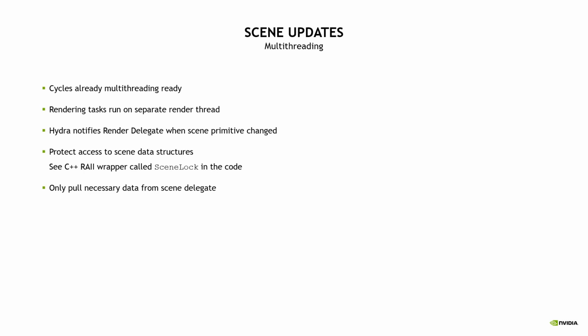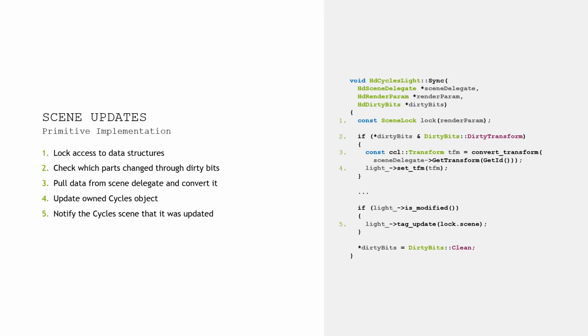For this purpose, it keeps track of modifications to primitives and notifies all render delegates when something changed, but it's then up to the render delegate to decide what changes it is interested in, and pull the necessary data to update its own resources. To do this, the rprim and sprim classes contain a method called Sync that can be overridden. In the Cycles Render Delegate, it is implemented as shown on the right.